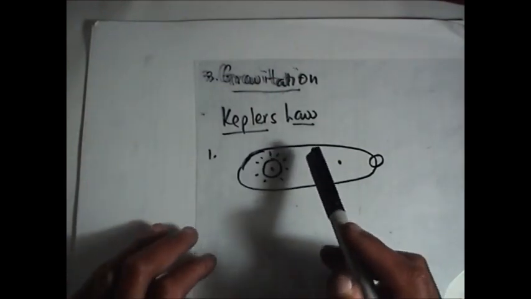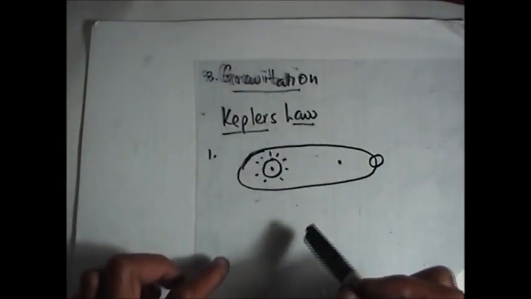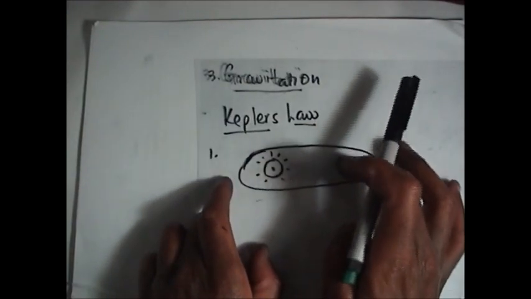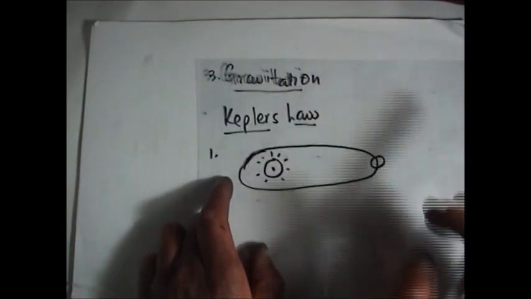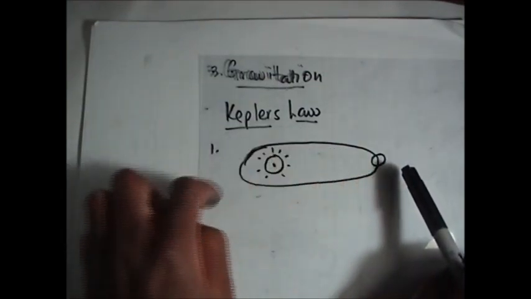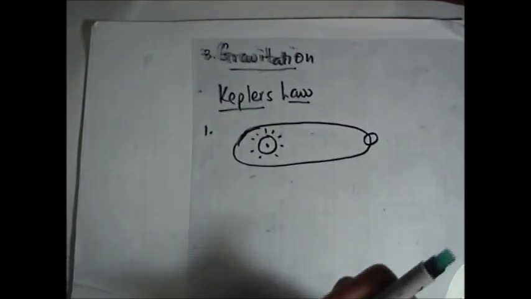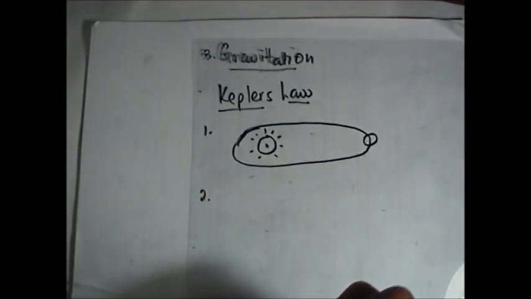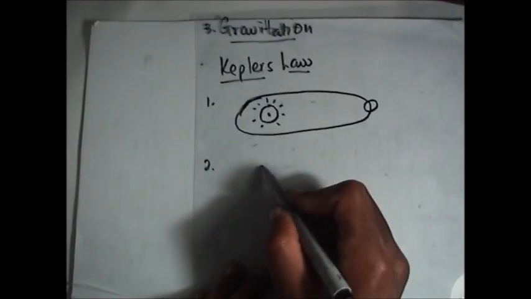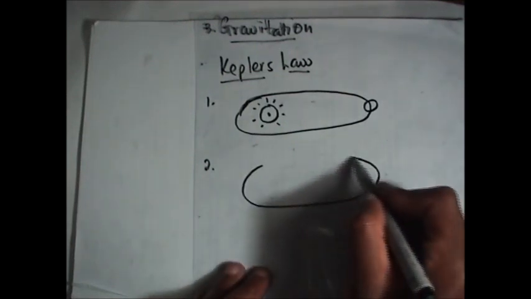The first law says the planets describe ellipses about the sun as one focus. So it will be like this, and the Earth revolves around the sun in these elliptical orbits. And then the second one says the line joining the sun and the planet sweeps out equal areas in equal times. This basically means something like this.